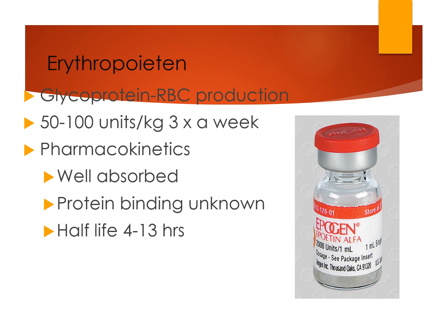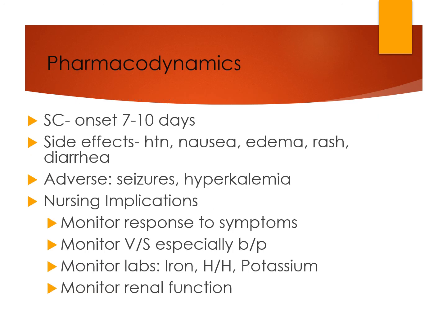Erythropoietin is a glycoprotein necessary for red blood cell production. 50 to 100 units per kilogram is given 3 times a week. It is well absorbed. The protein binding is not really known, and its half-life is within 4 to 13 hours. Given subcutaneously, its onset is within 7 to 10 days.